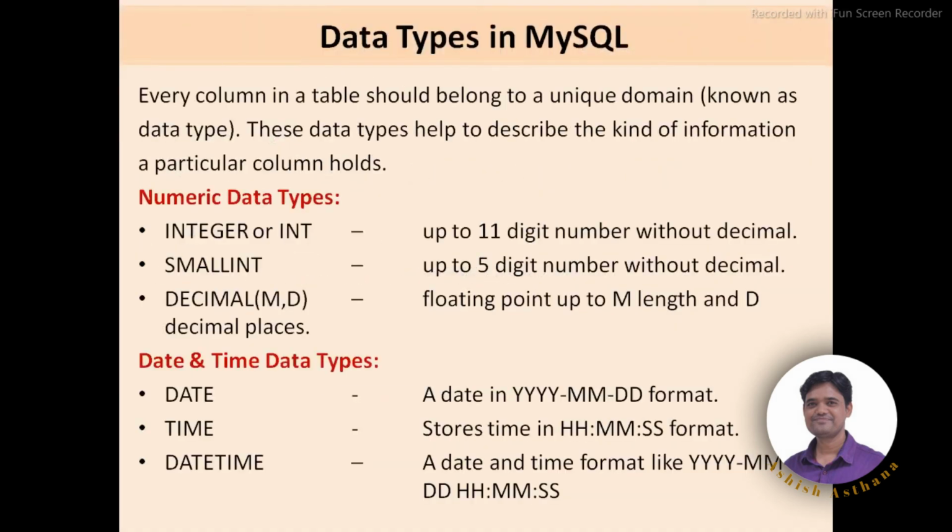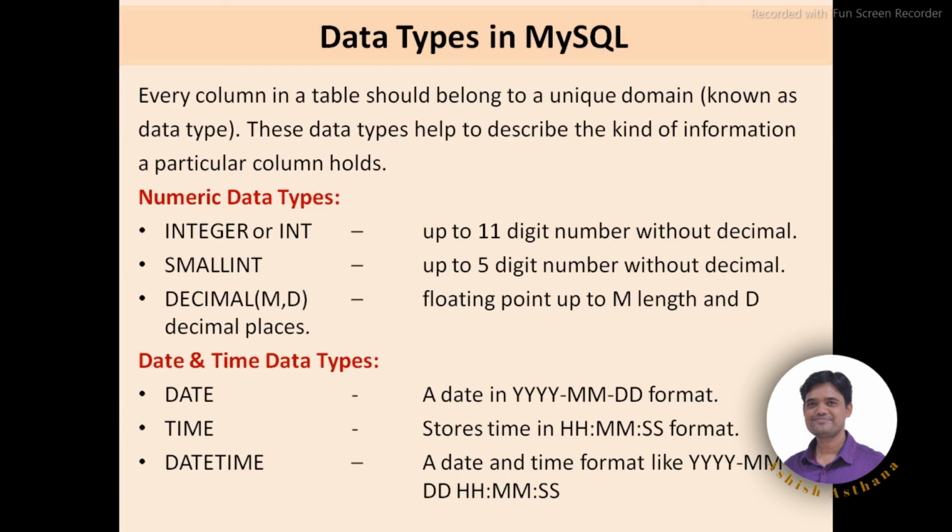In the numeric data type, there are some other categories. First is integer or int, which can store up to an 11-digit number without decimal. Next data type is small int, which can store up to a 5-digit number without decimal. Next is decimal, or you can use double also, (M, D), that is floating point up to M length, and D for decimal places.